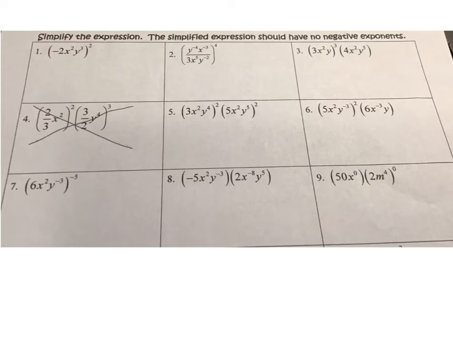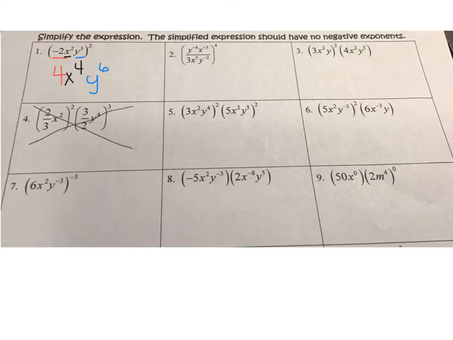So if you look at number 1, the way I did number 1 was I take my coefficient, -2, and I square it. -2 squared is 4. Then I'm going to deal with the x squared to the squared, so that's x to the 4th. And then if you look at the y to the 3rd, you get y to the 3rd to the 2nd is the 6th. And that's the answer for number 1.